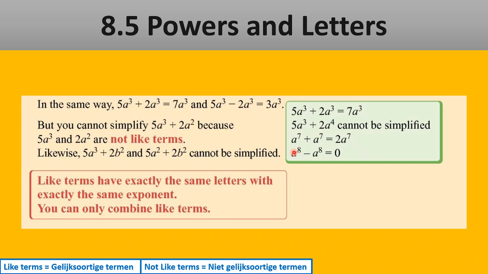Likewise, if I subtract them, 1a to the 8th minus 1a to the 8th is 0. You don't write down a to the 8th anymore. You just write down 0. If you have this and you subtract what you start with, you are left with nothing, also known as 0.